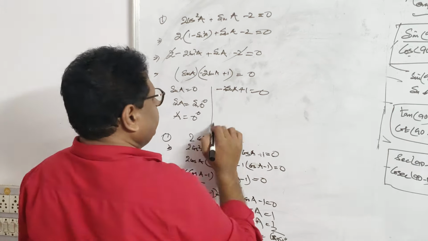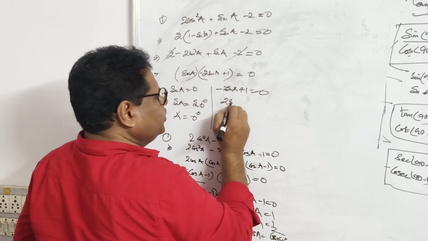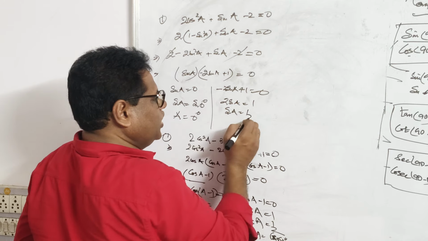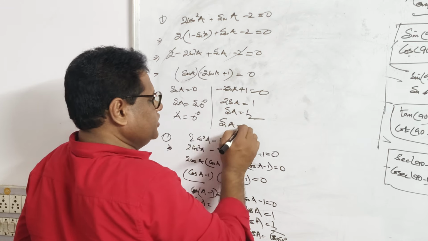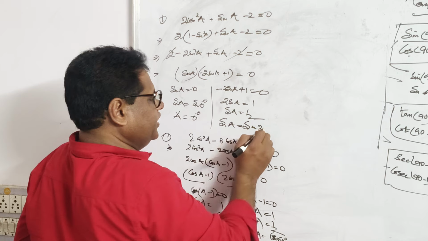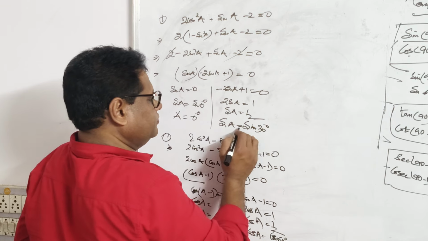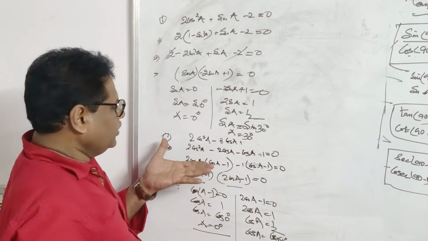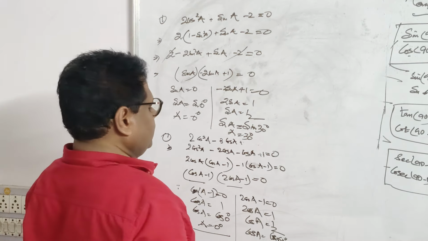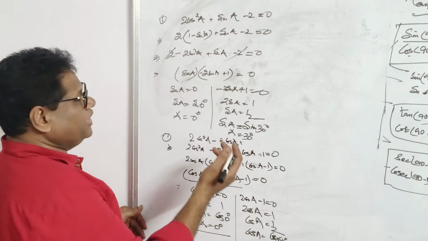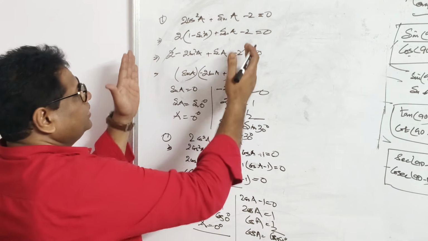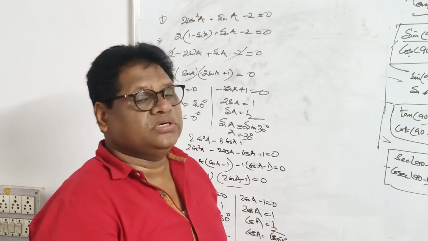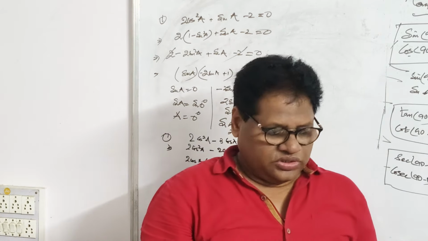Okay. Now the next value, we can write 2 sin A equals 1. That brings sin A equals half. So sin A equals sin 30 degree. Okay. So A equals 30 degree. So look at the difference between these two equations. Okay. So you might have complicated questions like this. Okay, so there are different ways to solve the equations based on trigonometry.